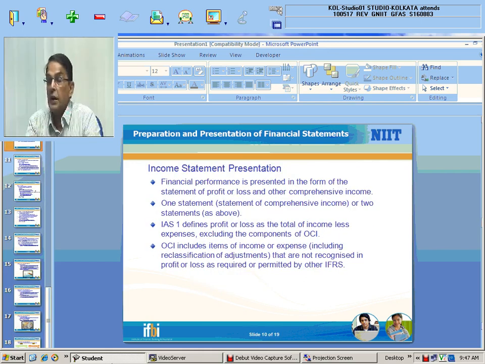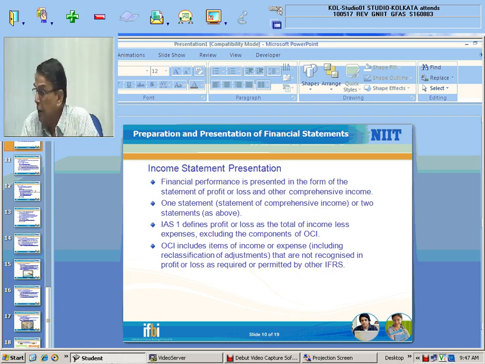Income statement presentation, what is the guidance? The guidance on income statement preparation is that financial performance is presented in the form of the statement of profit or loss and other comprehensive income. So basically, the financial performance of the entity is presented through two different statements or one single statement which combines both statements. It's presented in the form of statement of profit or loss, SOPL, and OCI.